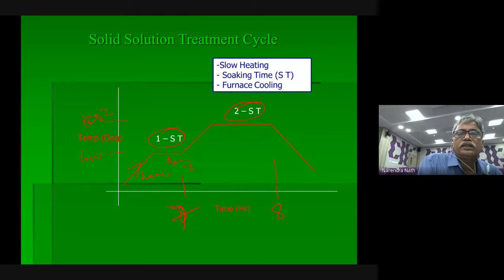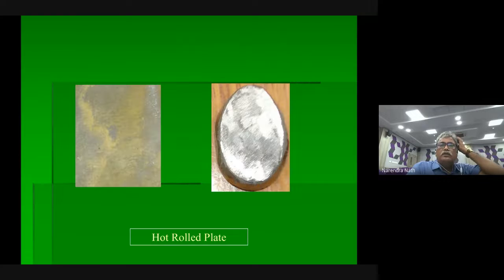The first soaking is just some 20 or 30 minutes to get uniformity in the temperature distribution. If you go straight away without this, you can, but because of thermal gradient, cracks may come. To avoid that, people give a small amount of first soaking time. And after rolling, it looks like this. You see the shade and colors I mentioned. These are actually nitrides.